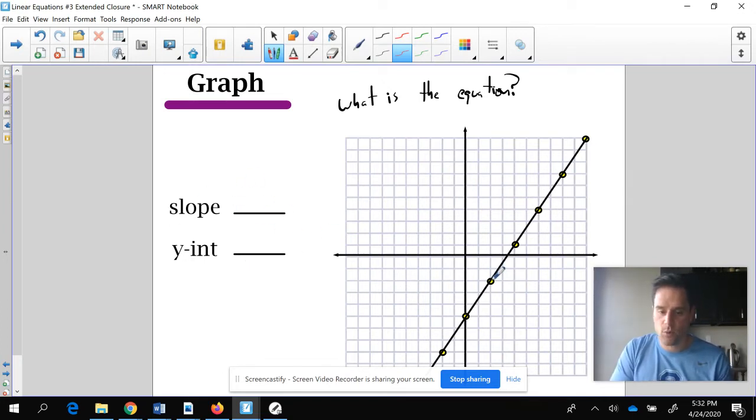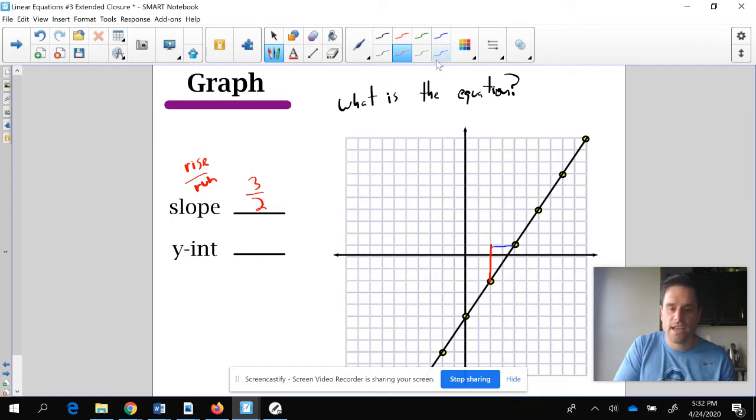We can choose any of these 2 points. And remember that slope is always rise over run. Always rise over run. So let's just take this point here, and we're going to go up 1, 2, 3, and we're going to go over 1, 2. So you guys can say that the slope is 3 over 2. That's our slope.